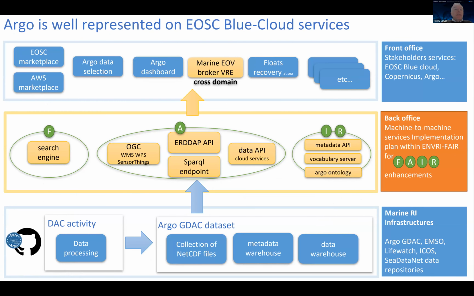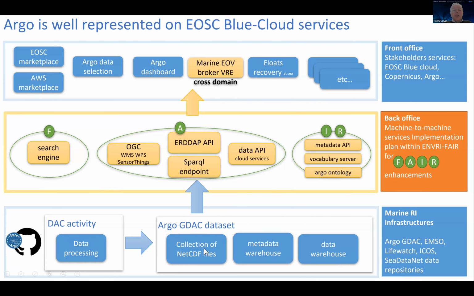And so a picture of what we do as Argo. What we can say is that Argo is well represented on EOSC Blue Cloud services. So I just presented you the DAC and the GDAC activity. This is at the marine research infrastructure level. In the case of Argo, it's hosting a DAC, in our case, Euro-Argo. And the DAC is sending data to the Global Data Assembly Center.